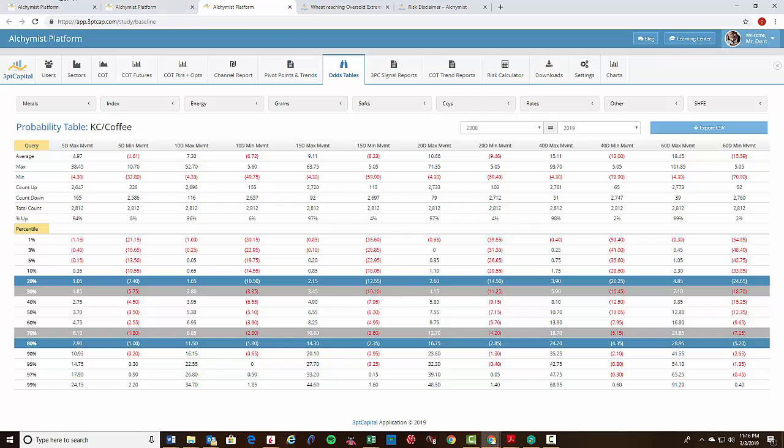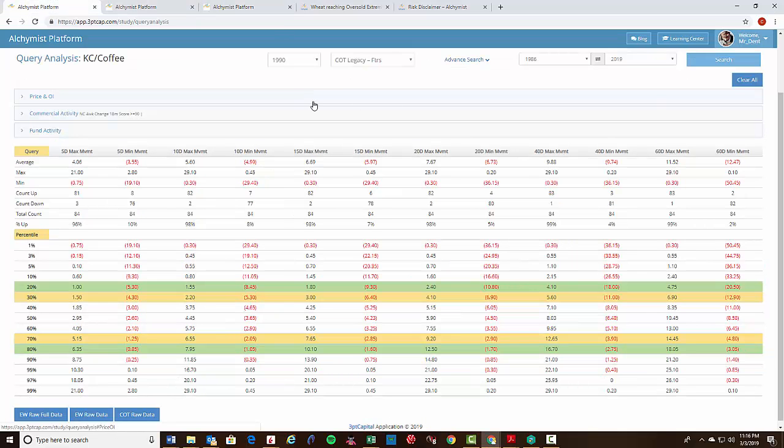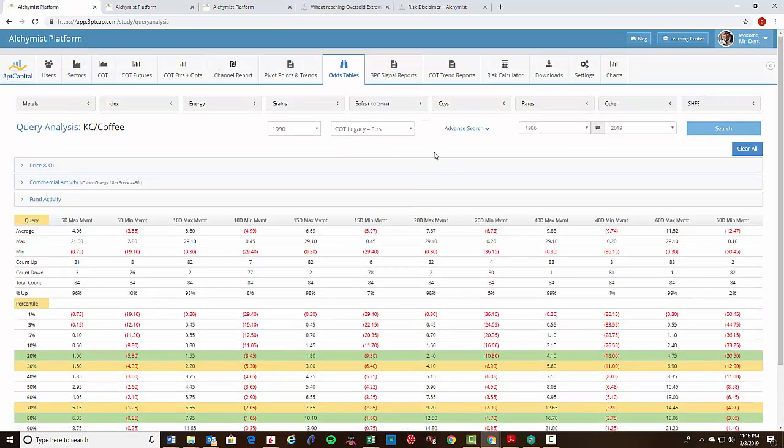Now, when we go over within the Alchemist platform, we have something called a query table. And really what that allows you to do is look at any scenario or position and then observe how price performed 5, 10, 20, or 40 days and weeks going forward.